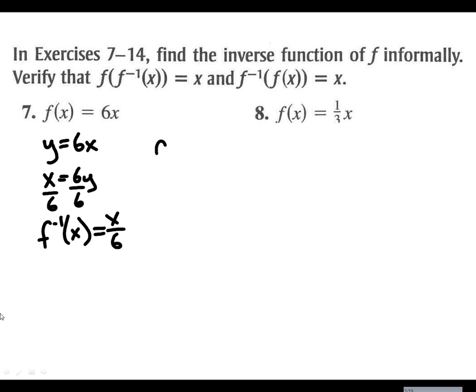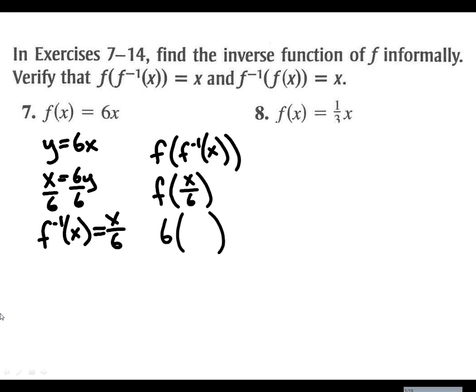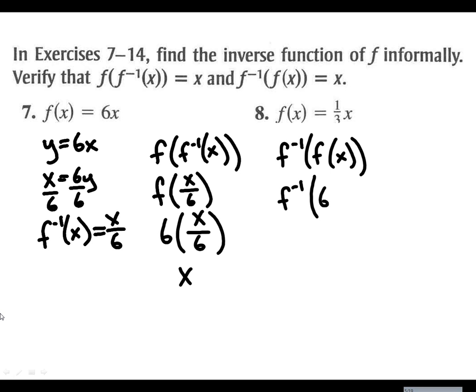Let's go ahead and verify this twice. f of x over 6. That's what our inverse function was, and the function says 6 times whatever we have for our input. The 6's cancel, and we have x. Let's make sure it works the other way. f negative 1 of f of x is f negative 1 of 6x, and the inverse function tells us to take whatever we have and divide by 6, and we get x.